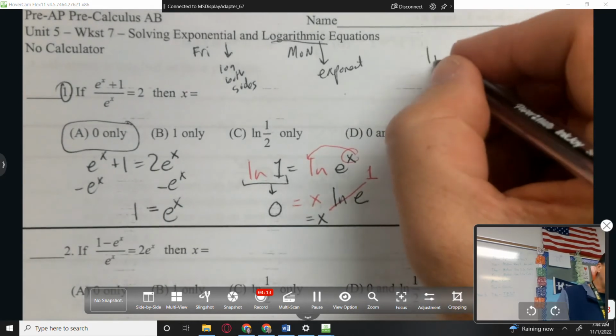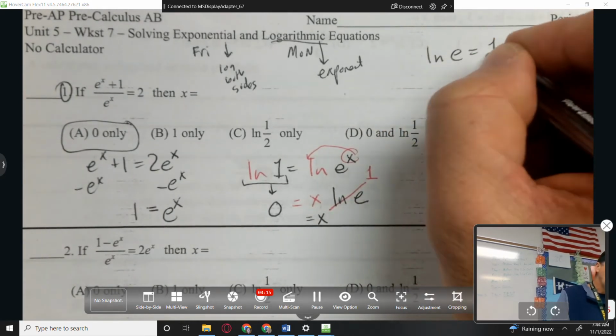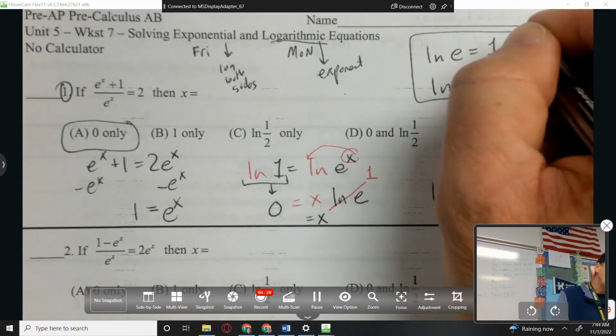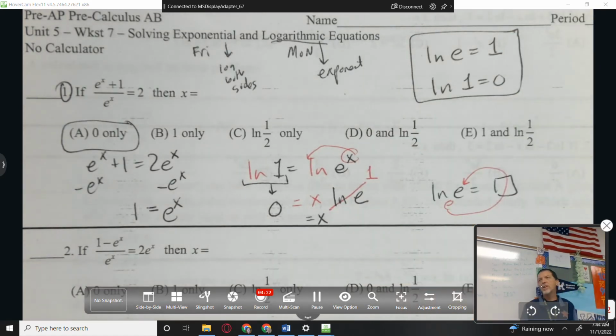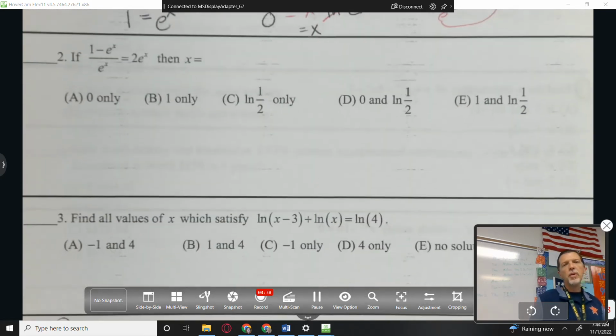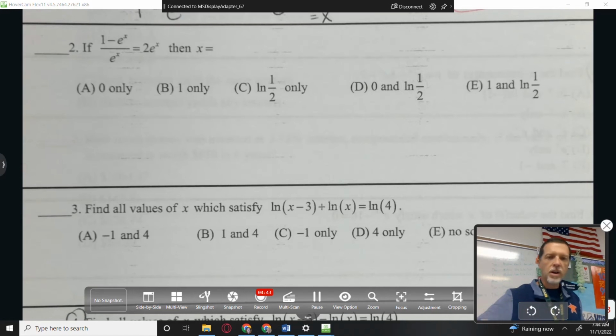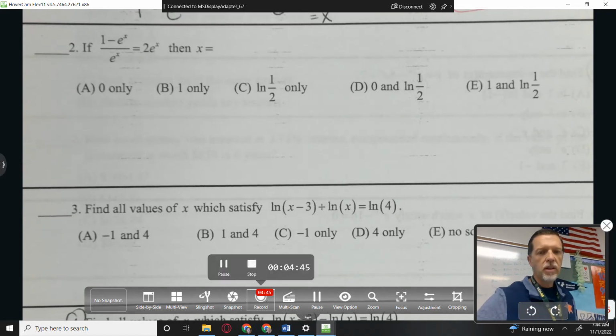You just have to know some of these rules, preferably rather quickly rather than having to think through them. The natural log of e is 1, the natural log of 1 is 0. You need to know those rather quickly rather than having to figure them out every time. I mean, you can figure them out if you need to, but it would just be helpful if you just knew them. All right, I'm going to press pause on the video. Why don't you try number 2? Really similar to number 1, but a little bit different.